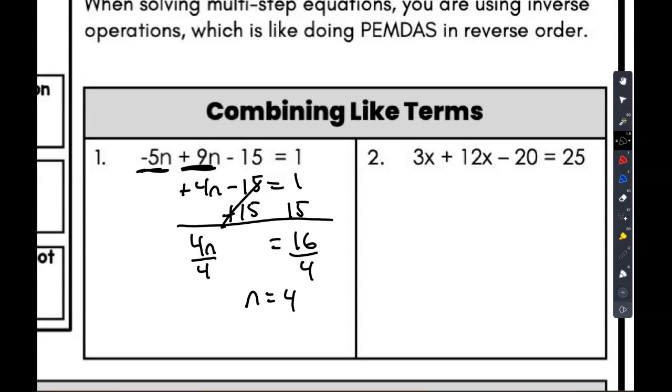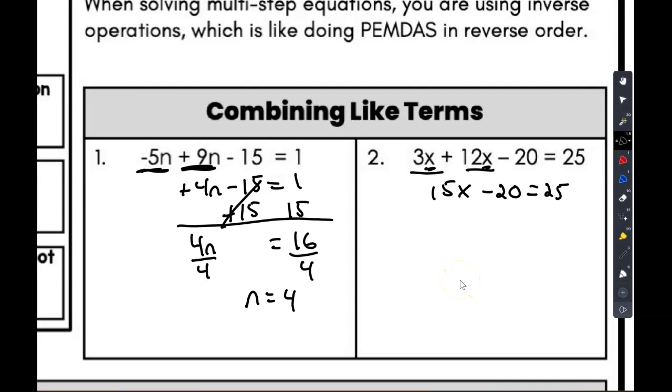All right, so this one doesn't have any distributive property in it. It's just combining like terms before we do the two-step equation. So again, here we go again. We have 3x and 12x. There's a like terms, same variable, same exponent. All right, so 3x plus 12x is going to be 15x. And everything else I'm going to bring down. Minus 20 is equal to 25.